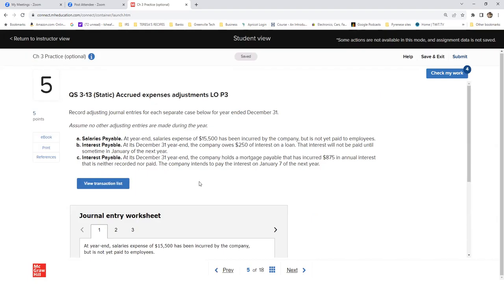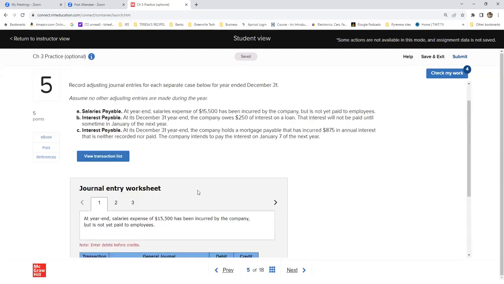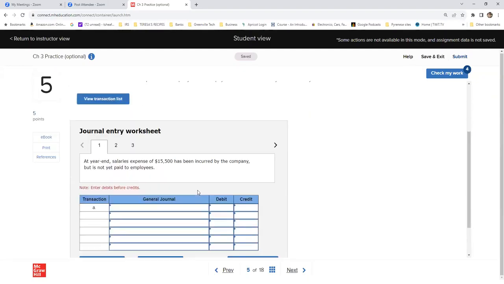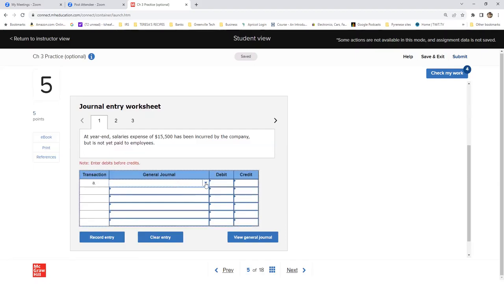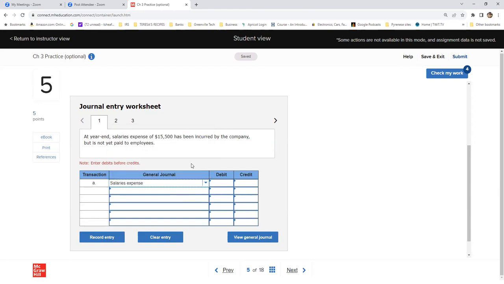So record the adjusting journal entries for each case below for the year ended December 31st. Salaries payable at year end, a salary expense of $15,500 has been incurred, but not yet paid to employees. So salary expense, let me check to make sure. All right, so we're doing the adjusting entry to capture that. So we're going to debit salary expense, and we're going to credit salaries payable.